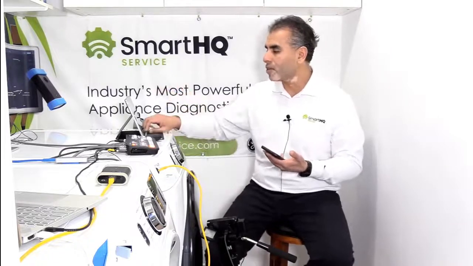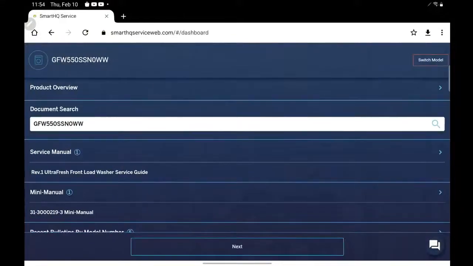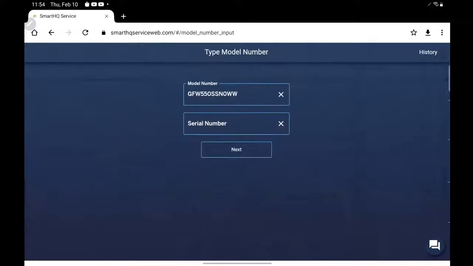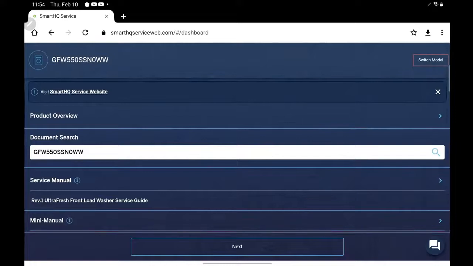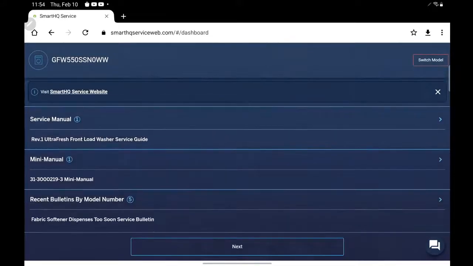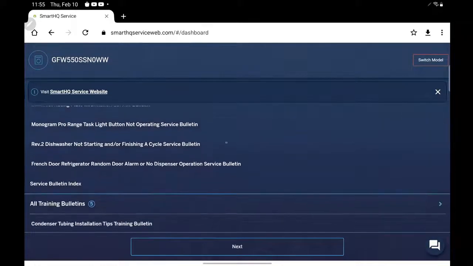So let's go to the SmartHQ Service app screen over here. So again, I've already signed into SmartHQ Service Web here using my tablet. And let's take a look at right here. If you wanted to access information, all you need to do is enter a model or serial number. And if you enter the serial number, it'll give you the manufacturing date. In this case, I'm just going to go ahead and enter this model here, just a random model number. And just by doing that, I'm able to access all relevant information such as service manuals, mini manuals, recent bulletins, all this great information, okay?